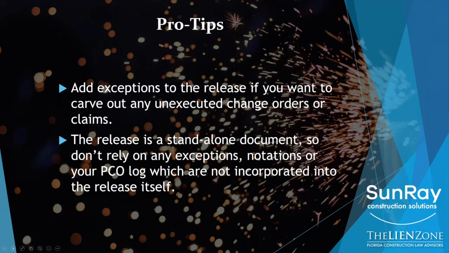So when you sign one of those broad form releases, you're giving up all your rights to claims and changes and delays, including this potential change order. So you need to carve it out. So sometimes releases have a little spot in it where you can carve out where it says, if you have any exceptions, list them here. So you would list the PCO number 7 as an exception.